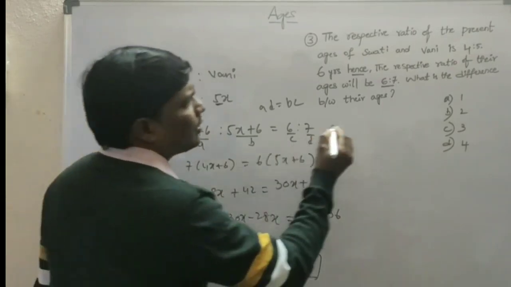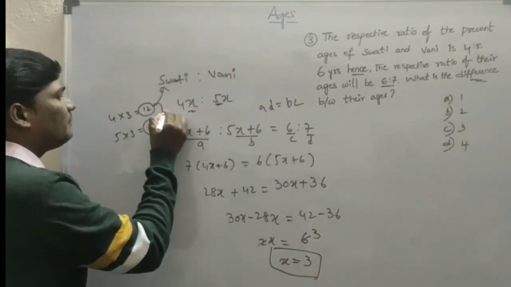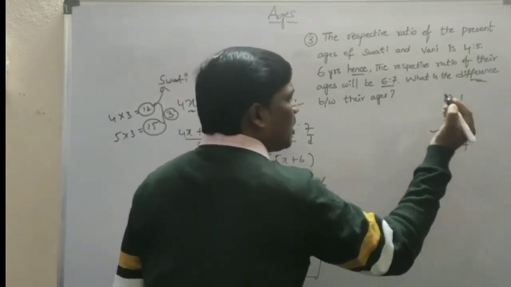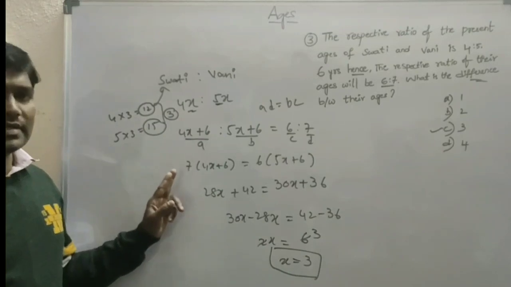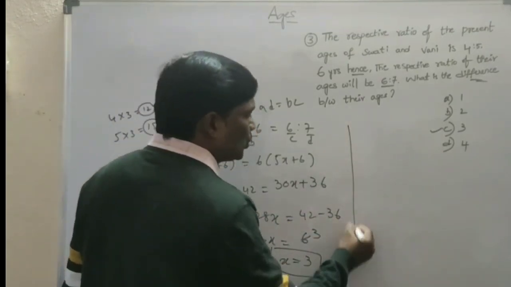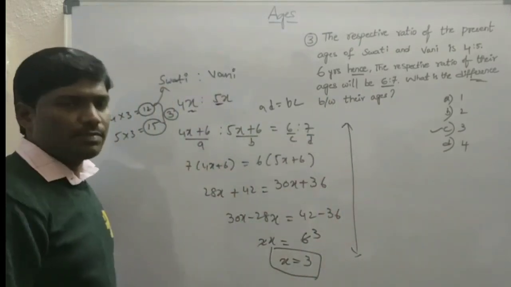Okay, so what is the difference between their ages? So 12 and 15 difference is how much? 3 years. Okay, so which option is the right answer? Option C is the right answer. Okay, so difference is how much? 3 years. This is the basic method. I think basic method takes at least 2 to 3 minutes time. I think time waste. Then go to the second method, transmission method.